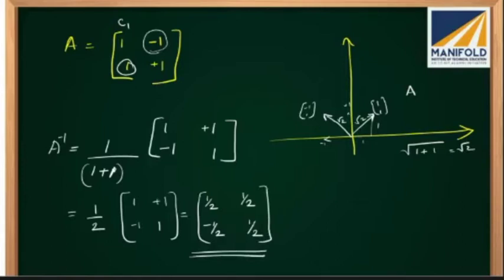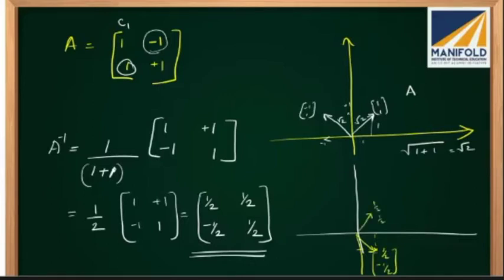Now what it means, this is the inverse matrix. I'll plot the column space of the inverse matrix also. What it means is, see, 1 by 2 minus 1 by 2, which means I have x component as 1 by 2 and y component as minus 1 by 2. So that point will come here. This is the point. 1 by 2 minus 1 by 2 is this column, right? Another is 1 by 2, 1 by 2. So that will be this column.